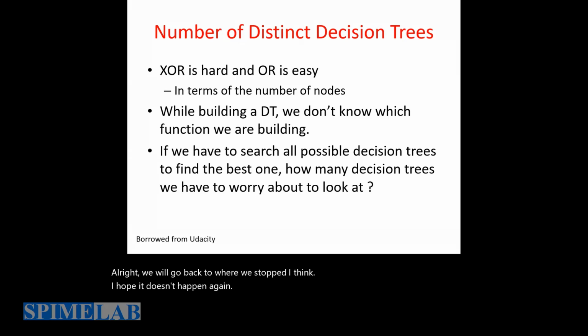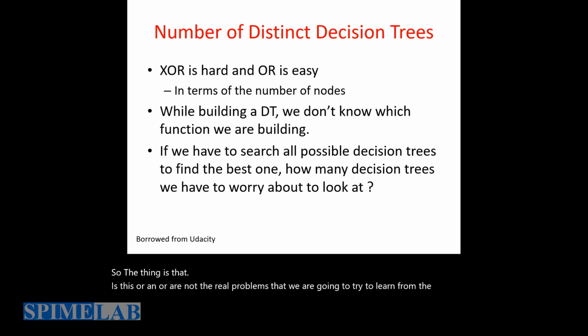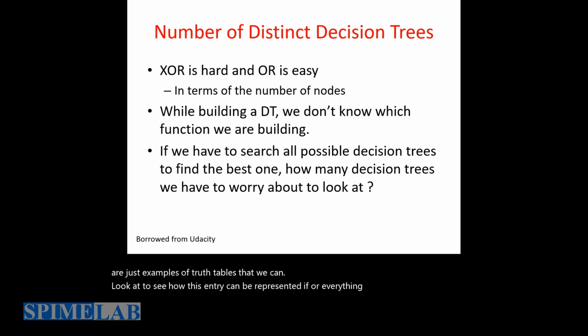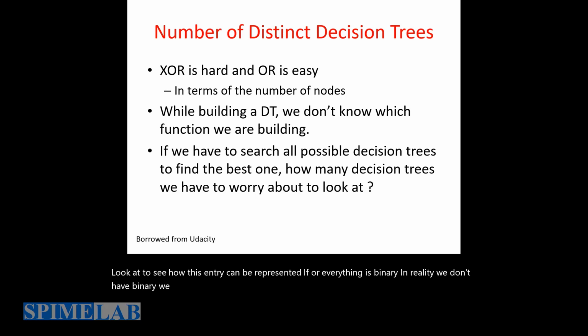The thing is that XOR and OR are not the real problems that we are going to try to learn from the data. They are just examples of truth tables that we can look at to see how the decision tree can be represented if everything is binary. In reality, we don't have binary. We have multiple values in each attribute.